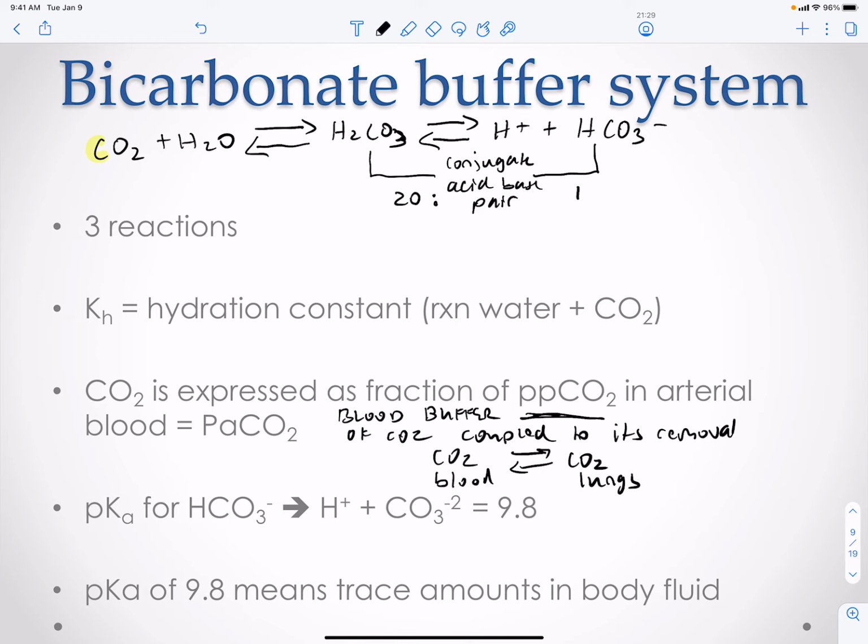All right, so the pKa of bicarbonate breaking down is going to be 9.8. So this hydrogen carbonate and CO3 2-minus acid-base pair is not physiologically favored in our bodies. There's not going to be much of that. Instead, it's going to be this reaction up here that's going to be more favored in our body.